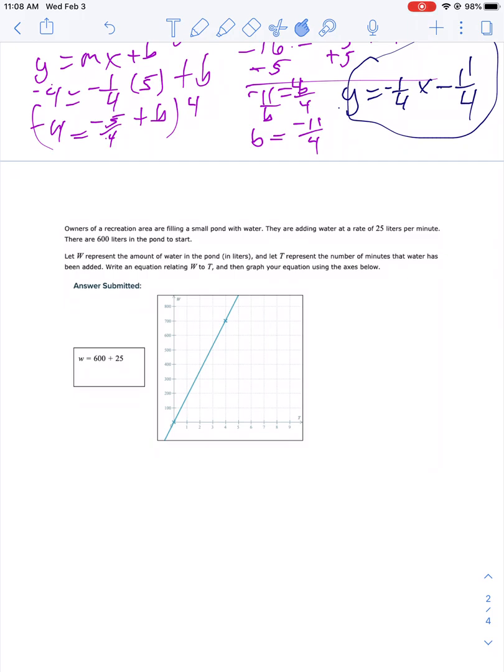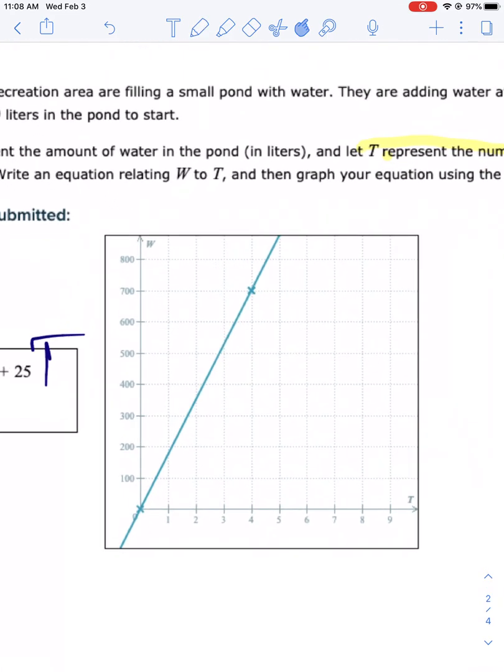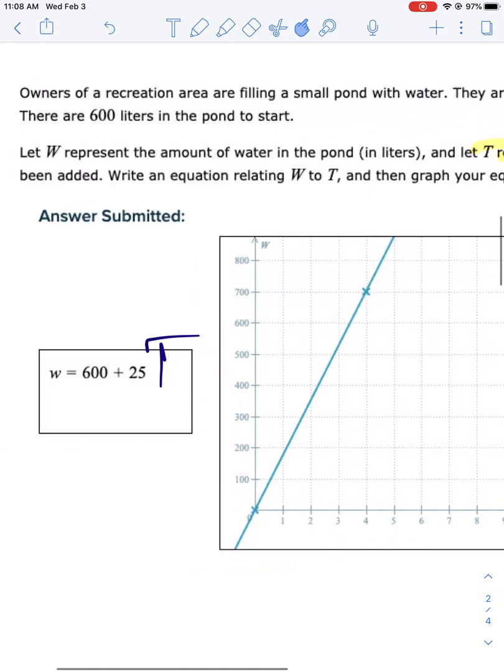Now, if we take a look at the next one, you forgot a variable here. T represents the time. The water has, so it should be 600 plus 25t. And on your graph, you got one of the points right, but one of the points wrong. If t is 0, this whole thing is gone. So you just have 600, not 0, but you're still at 600. You had the 700, right? So then we draw a line going through those 2 points. There's your line.